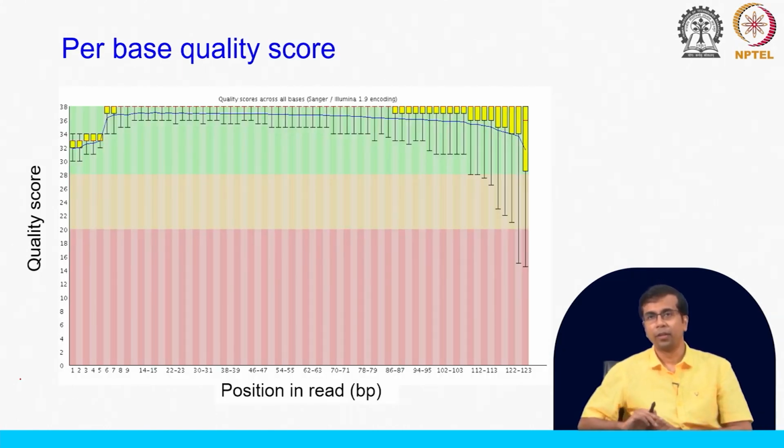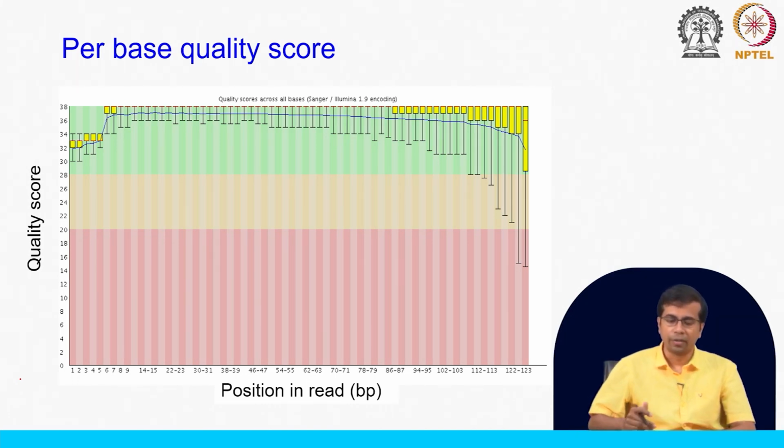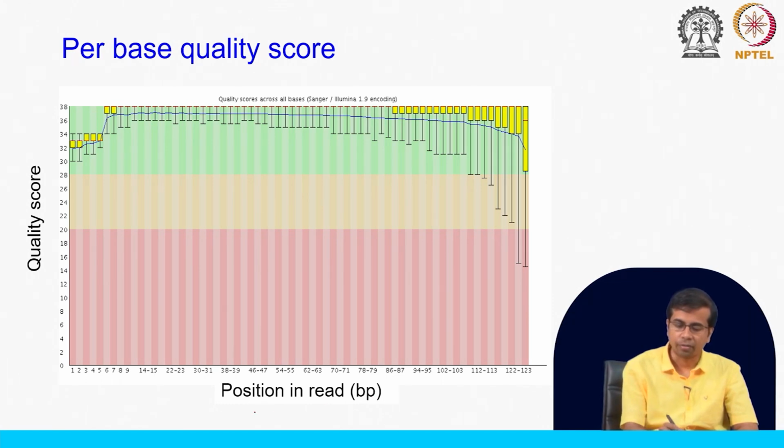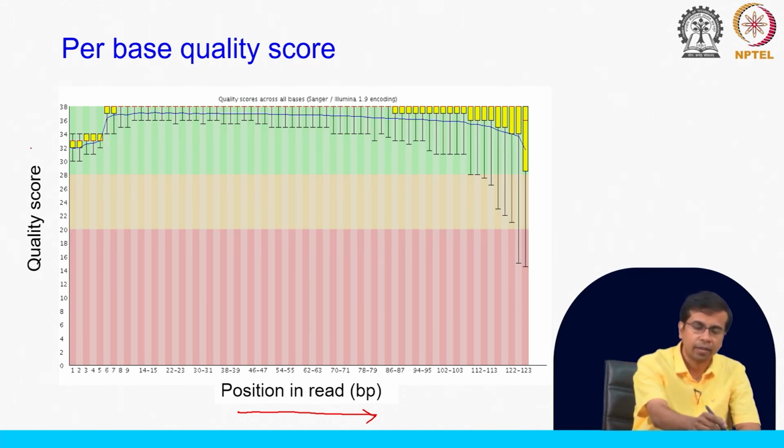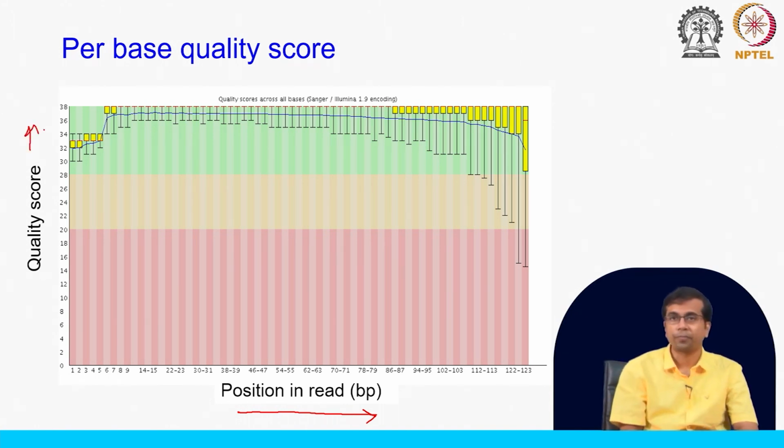The first statistic that you get is called per base quality score. So, what is this per base quality score? Here, along the x axis you have the position in the read, and along the y axis you have the quality score. This quality score comes from the encoding we talked about, the Phred encoding, which represents the quality score.